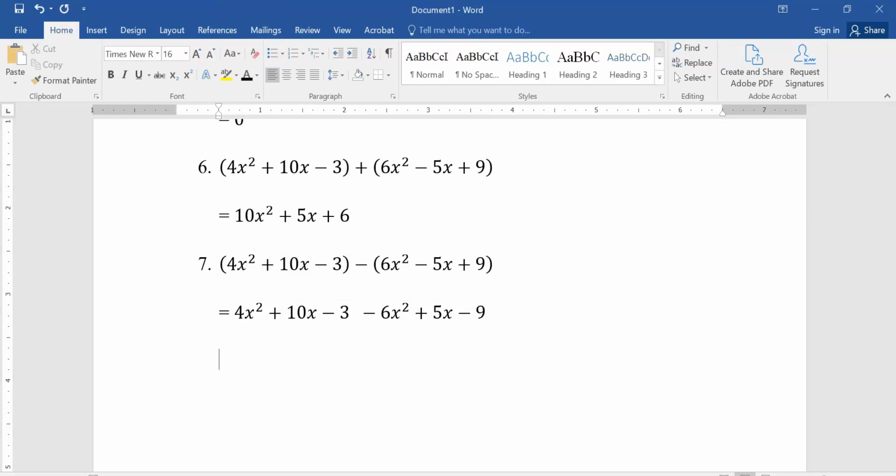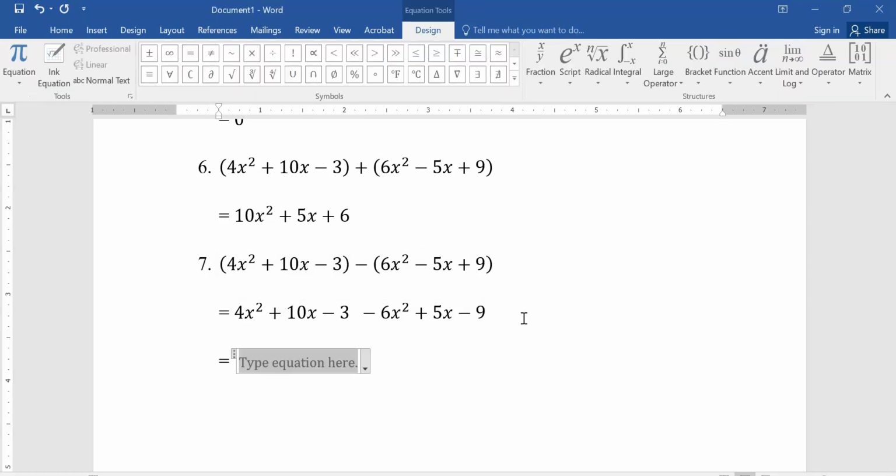So now once I've distributed that minus sign, I can combine like terms a little bit easier. You're going to end up with negative 2x squared. Again, negative 2 comes from negative 6 and a positive 4. 10 and 5 give you 15, so 10x plus 5x is 15x. Minus 3 and minus 9 give you a minus 12. So your final answer is negative 2x squared plus 15x minus 12. And that's how we add and subtract polynomials.